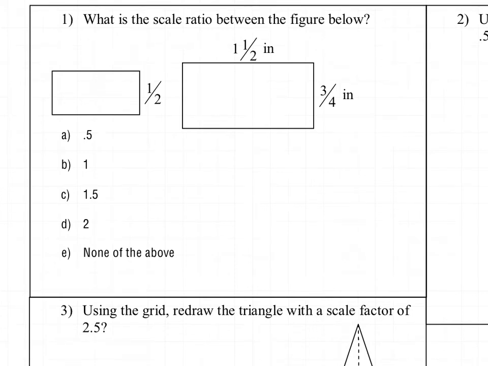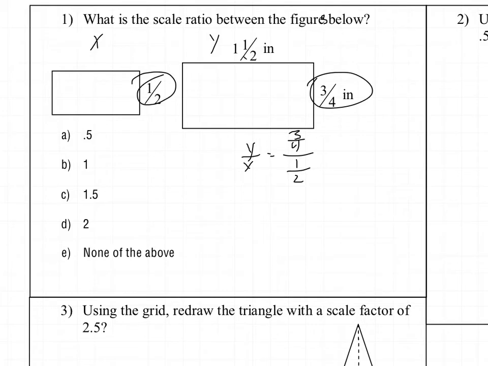Alright, so looking at the do now, we're going to start with finding the scale ratio between the figures below. In order to find the scale factor, we need to identify the original and the final, our input and our output, and we need to determine y over x. So y over x is going to be 3/4 divided by 1/2, because these are our corresponding sides that we can use. This one has nothing to do with it because it is not the corresponding side.